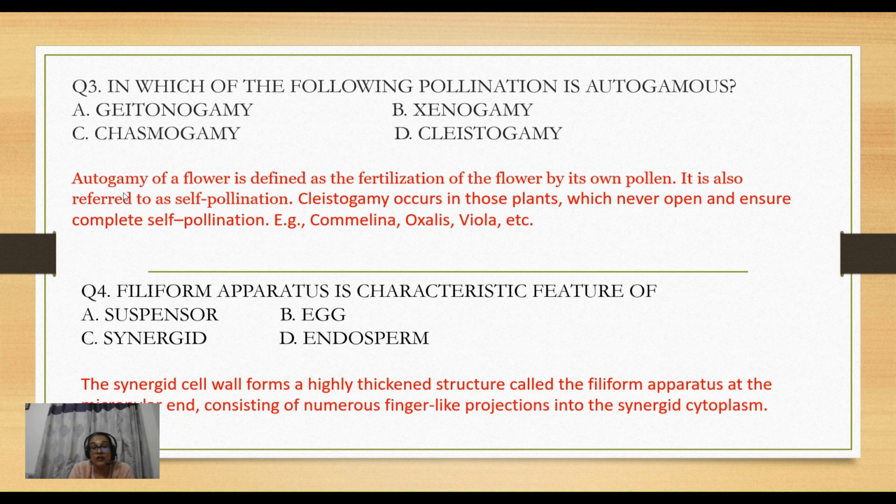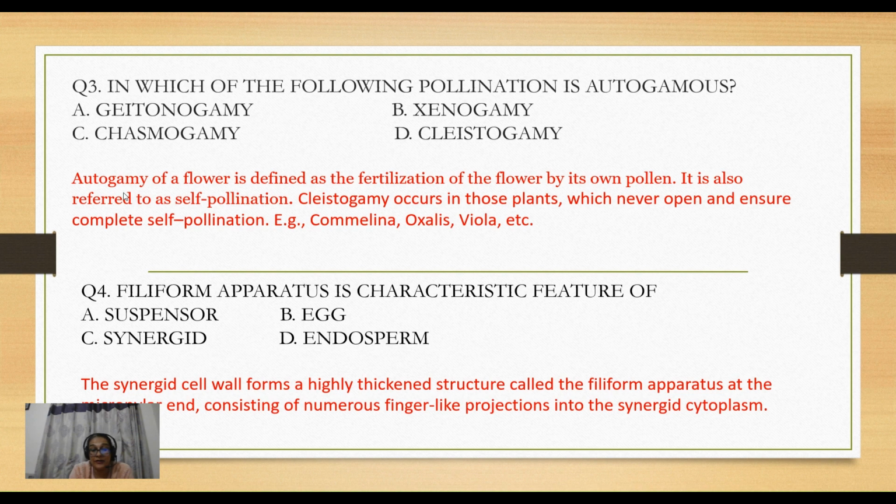In which of the following is pollination autogamous? Autogamous means basically self pollination. So it is geitonogamy, xenogamy, chasmogamy, or cleistogamy. Now, autogamy, as I have told you, is defined as the fertilization of the flower by its own pollen, that is self pollination. And cleistogamy will occur in those plants whose flowers never open. Since they are not opening, that means only self pollination is possible. So, in this case, the correct answer will be D, and this is occurring in flowers like Commelina, Oxalis, Viola.